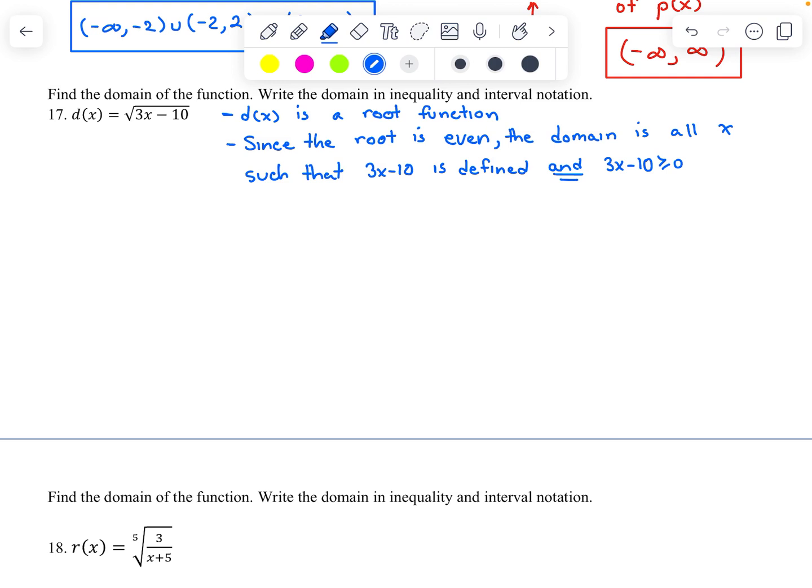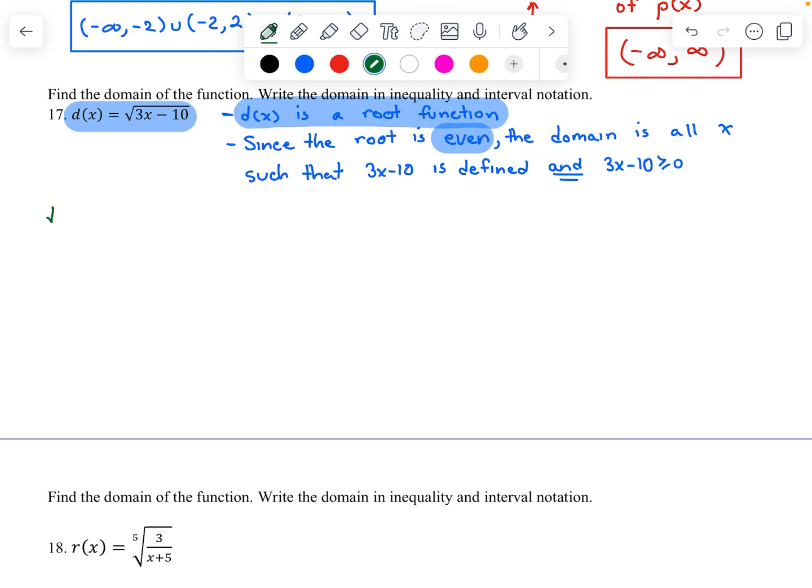Let's begin. In this example, we have the function d of x is equal to the square root of 3x minus 10. Now we know that d of x is a root function. Since the root is even, the domain is all x such that 3x minus 10 is defined and 3x minus 10 is greater than or equal to 0. So you're probably wondering how I know that the root is even.